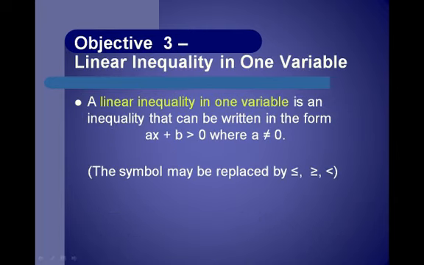Objective 3. Linear inequality in one variable. Well, a linear inequality in one variable is an inequality that can be written in the form ax plus b is greater than 0, where a is not equal to 0. This was just like our linear equation that we did earlier. Now notice in this I've got greater than, but this also works for less than, greater than or equal to, or less than or equal to.